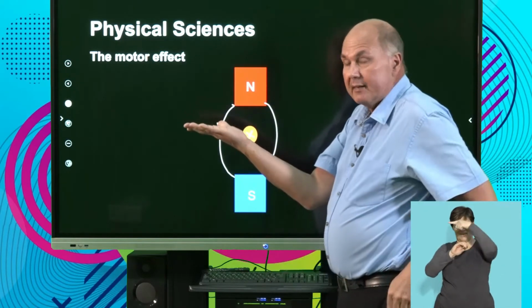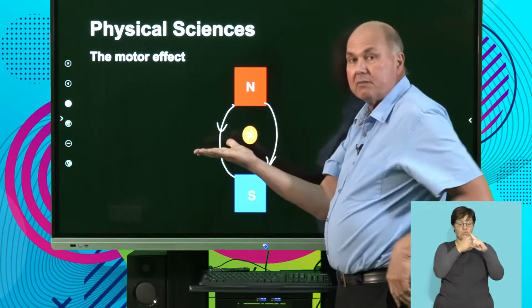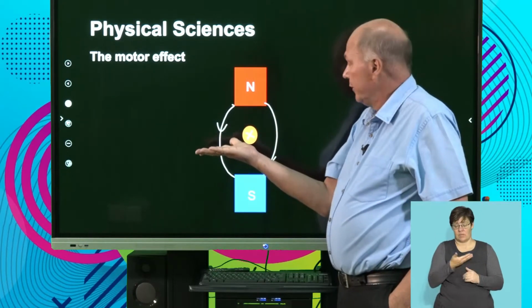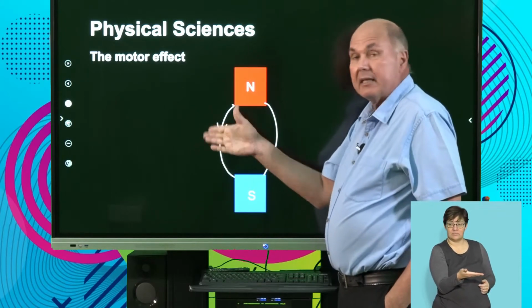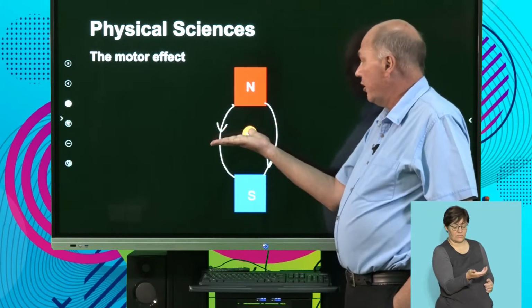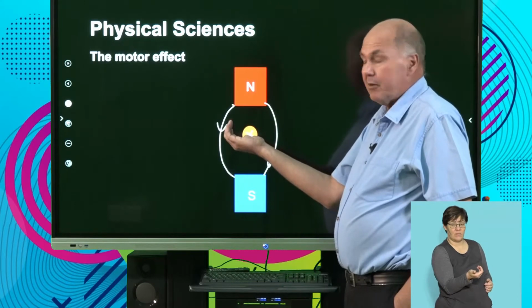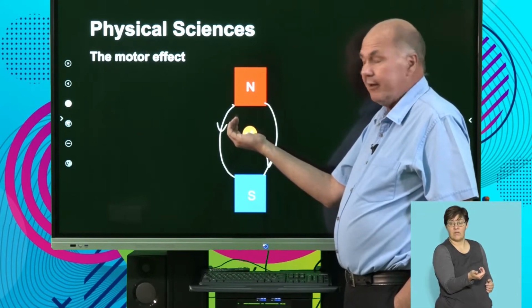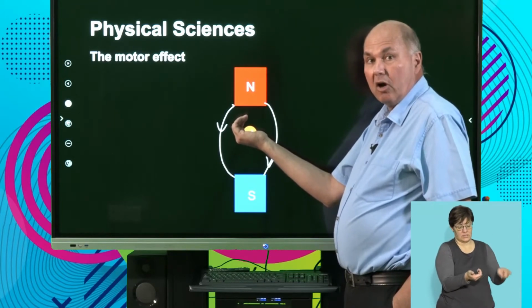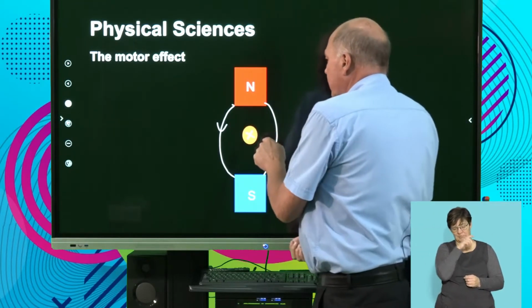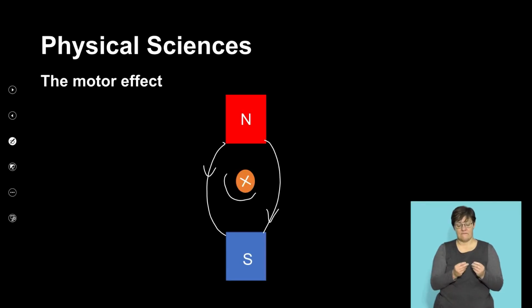So in this case, remember the cross means going into the board. So in that orange-colored copper conductor is the direction of my thumb. My thumb is going in. And over here, I'm going to see that the curl of my fingers goes in a direction that is clockwise. So around this conductor, there's a magnetic field that goes clockwise.